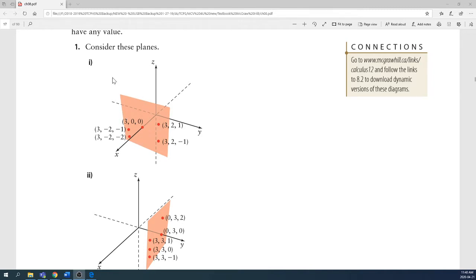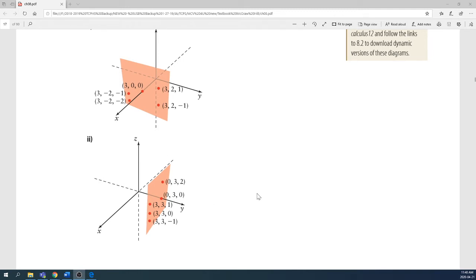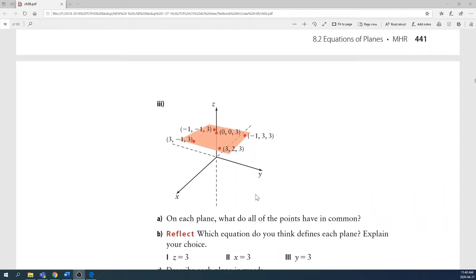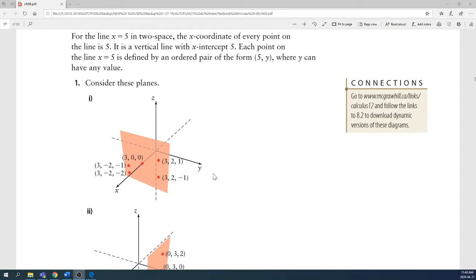The first thing it says is consider these planes. In part I, take a look at the points on these planes. And in part II, look at the points. Just take a moment. You can pause the video if you'd like and study it and see if there's something unique about it. If we go to image 3, again, take a moment, pause the video if you'd like, take a look at that plane and see if there's anything specifically interesting about it. Pause the video again if you need a couple more moments. But let's go ahead into the solution here.